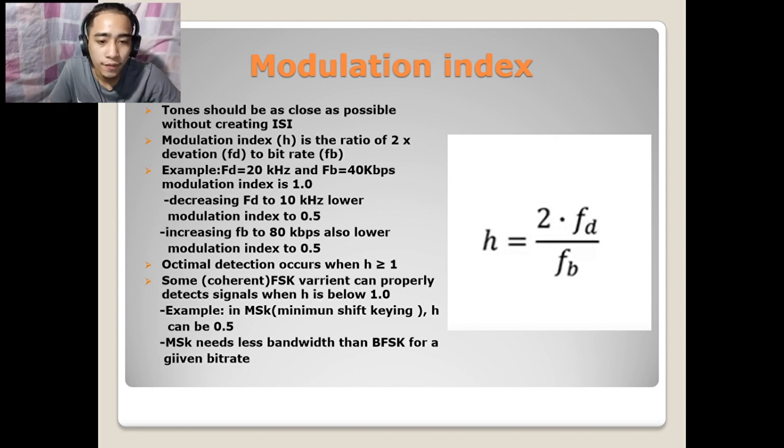Some coherent FSK variants can properly detect the signal when H is below 1.0. Example, in MSK, minimum shift keying, H can be 0.5. MSK needs less bandwidth than BFSK for a given bitrate.